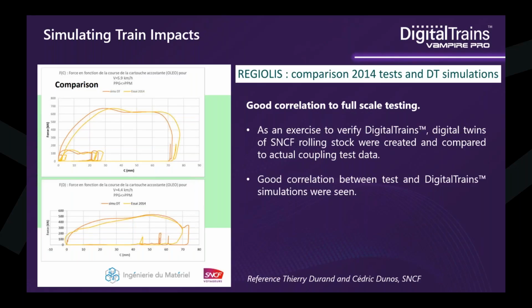The top and bottom graphs are of different impact speeds, but the orange curve is the output from Digital Trains overlaid against the actual test curve, which is the yellow. So again, we're showing very good correlation.